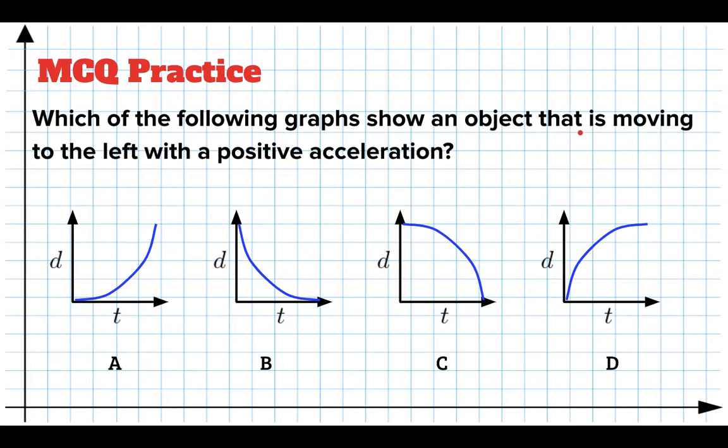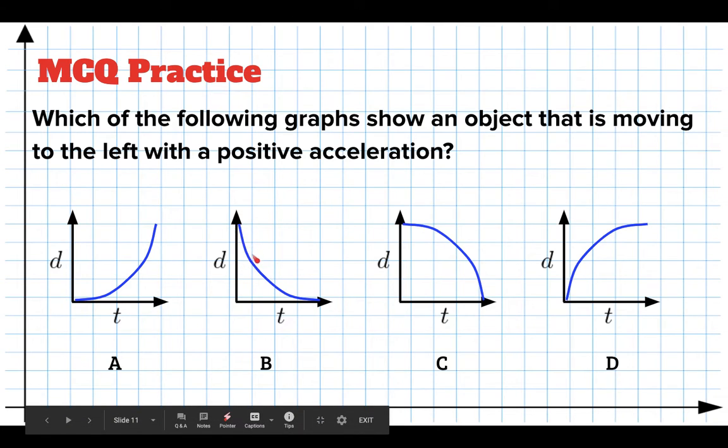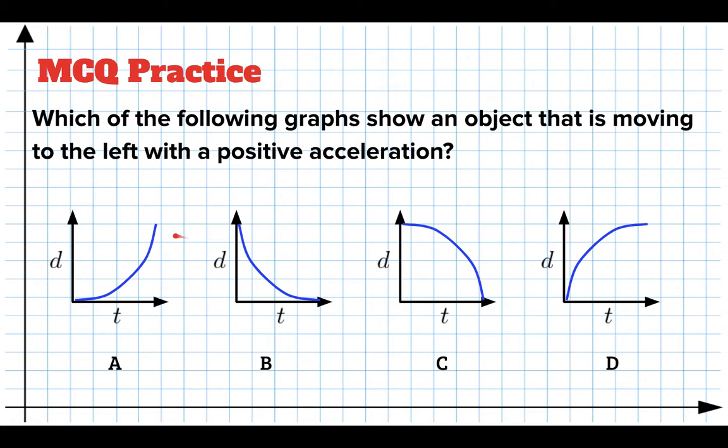Okay, so the object is moving to the left, so the velocity must be negative, so the slope must be negative. So which of these graphs have a negative slope as you move from left to right? Well, B has a negative slope, and C has a negative slope. D and A both have positive slopes. So if that's confusing to you a little bit, think about riding your bicycle on the graph from left to right. If you're going uphill as you go left to right, that's a positive slope. And if you're going downhill, that's a negative slope. So it's either B or C.